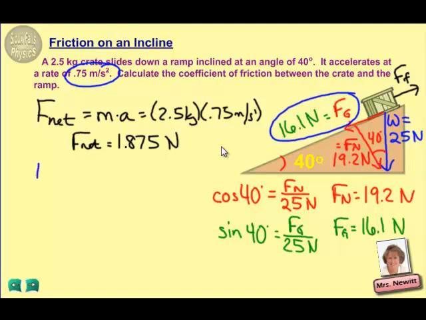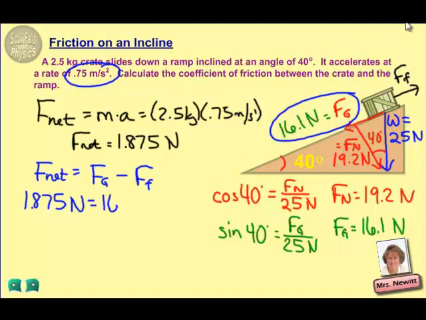1.875. So we can kind of write out the results of our free body diagram like this. Net force is equal to that weight component minus the force of friction. So in other words, the net force is equal to the difference between those two. We found that the net force needs to be 1.875. We have calculated the component of gravity at 16.1. And so if we do our subtraction, we find that the force of friction is 14.2 newtons.